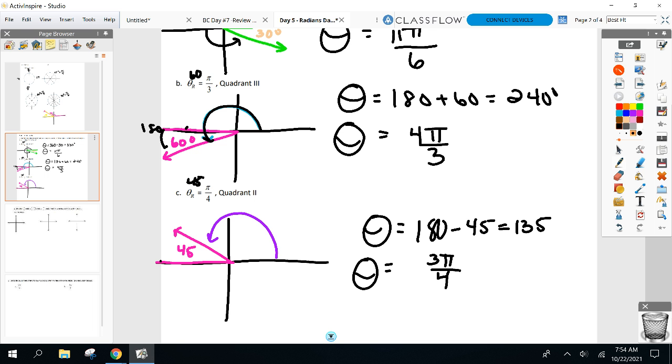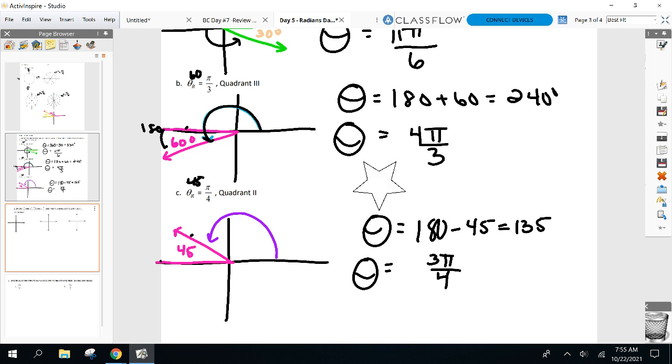You sure? Okay. Versus here, I went backwards, didn't I? I could go 180, but then I'm like, oh boy, I went too far. So I needed to subtract off that 45 to get here. Okay? Good questions. Anything else?